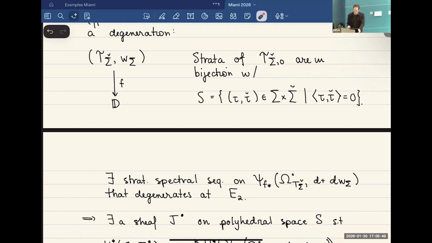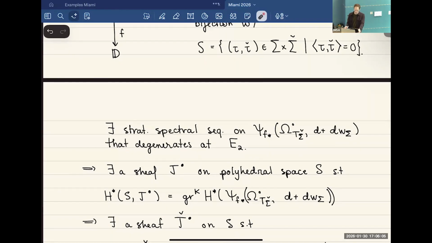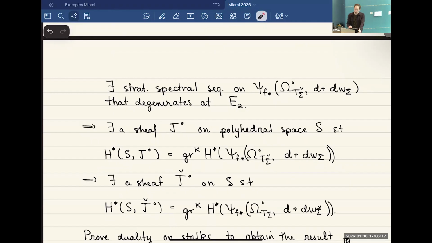E2 term. And so since we have degeneration at the E2 term, you can compute the cohomology or the graded pieces of this cohomology using a sheaf on the polyhedral space S here. So this is, I think, the statement that I just made. There's some filtration K on this nearby cycle sheaf that allows us to compute this. And similarly, if you take the dual data, you build a degeneration of the dual Landau-Ginzburg model, and you get a second sheaf.